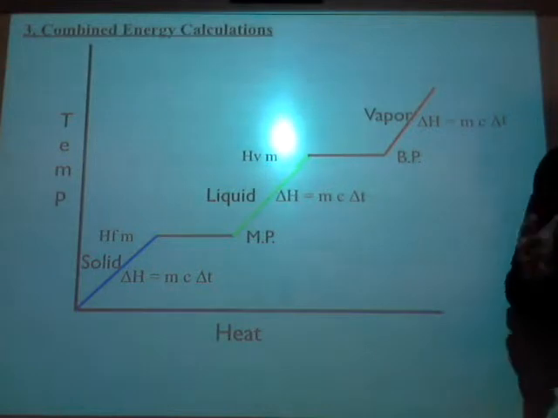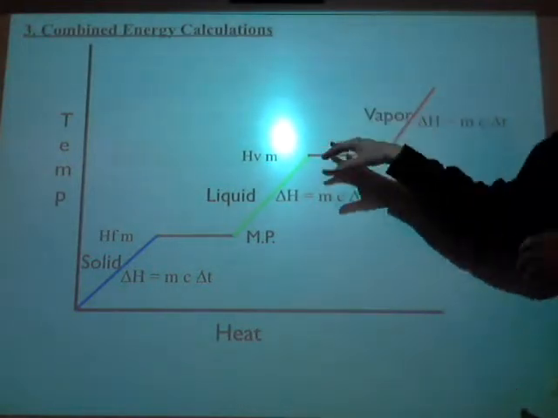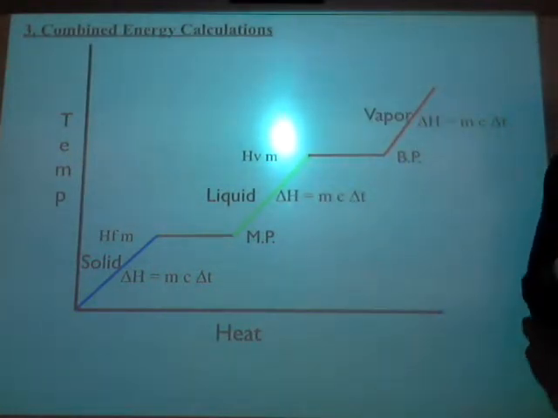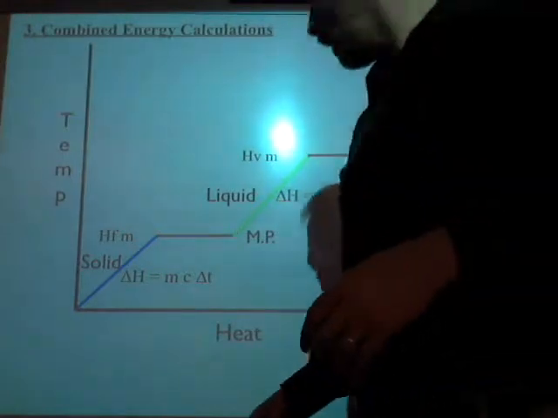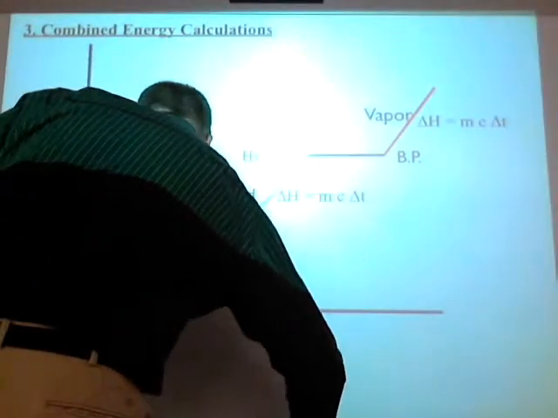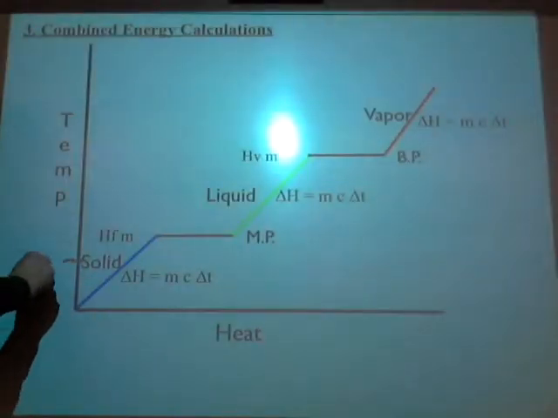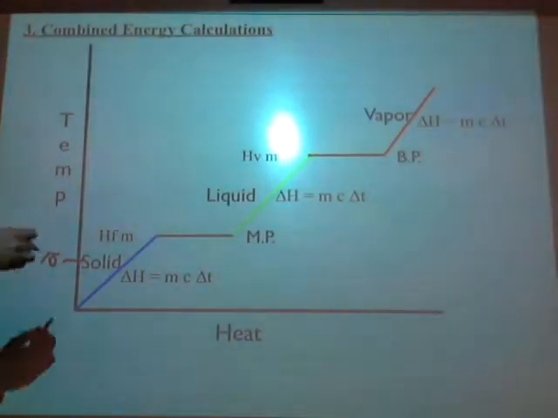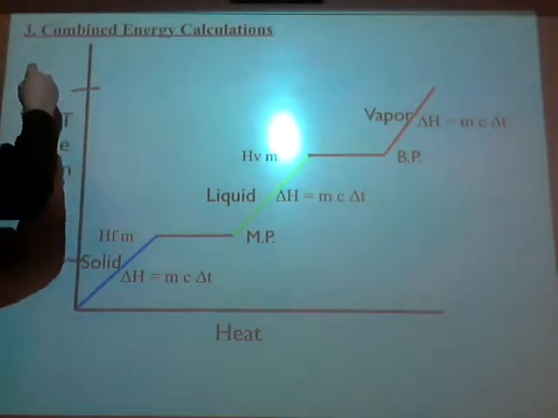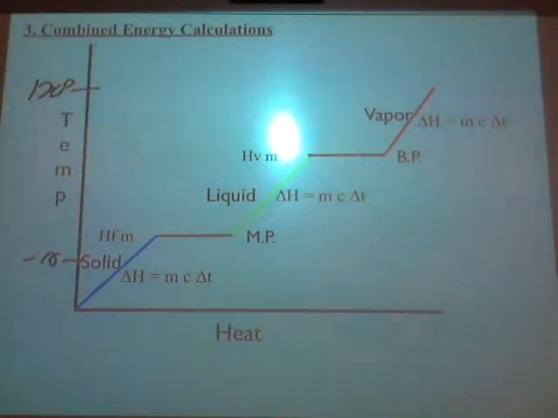Now, here's what I'm going to ask you to do. You did separate ones of these and separate ones of these, and now I'm going to ask you to put it all together. If I asked you, well, how much energy does it take to go from ice at maybe minus 10 degrees to steam at maybe 120 degrees? You can now answer that question. But how many calculations will it take to do it?